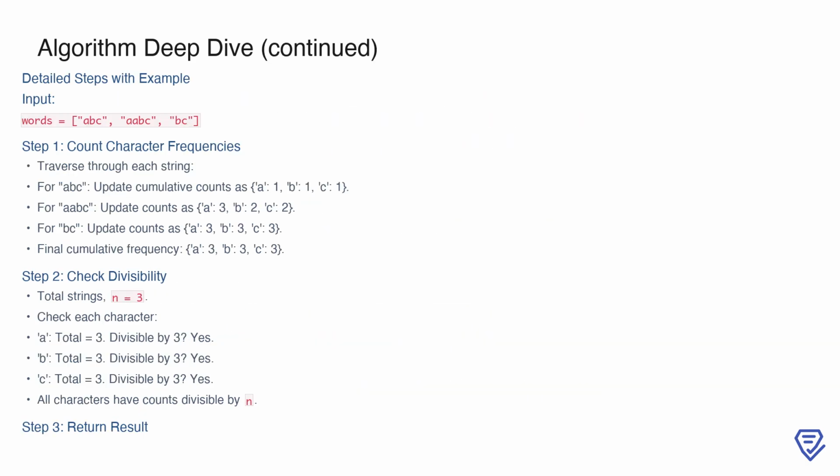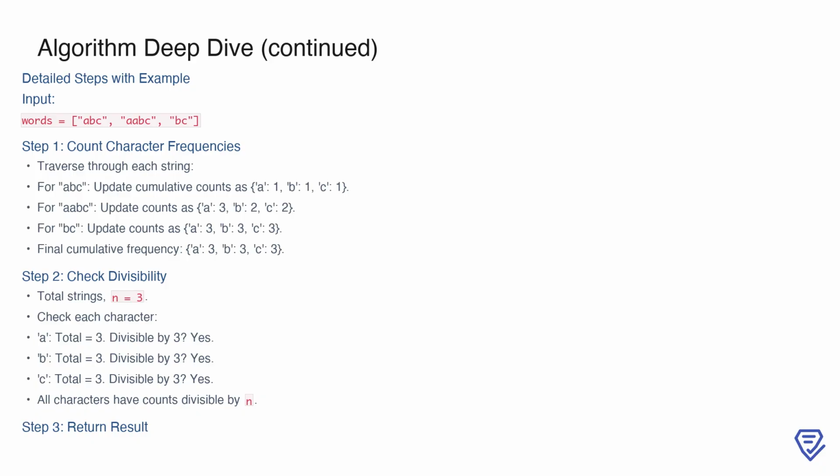To better understand this, let's look at an example where the input array is ABC, AABC, BC. The first step is to count the cumulative frequencies of each character. Starting with ABC, we get A1, B1, C1. Adding the characters from AABC, we update the counts to A3, B2, C2. Finally, with BC, the counts become A3, B3, C3.